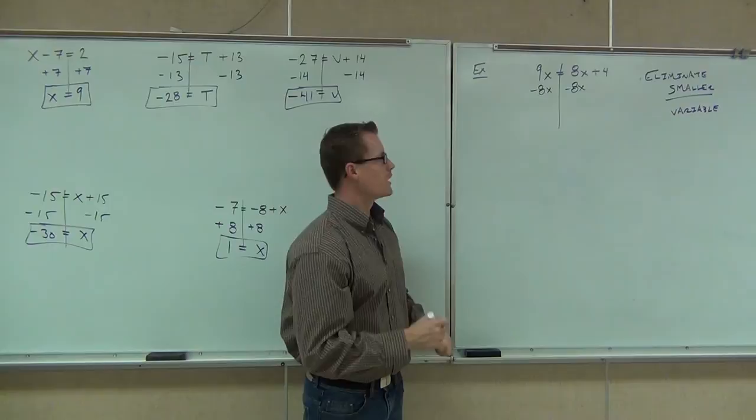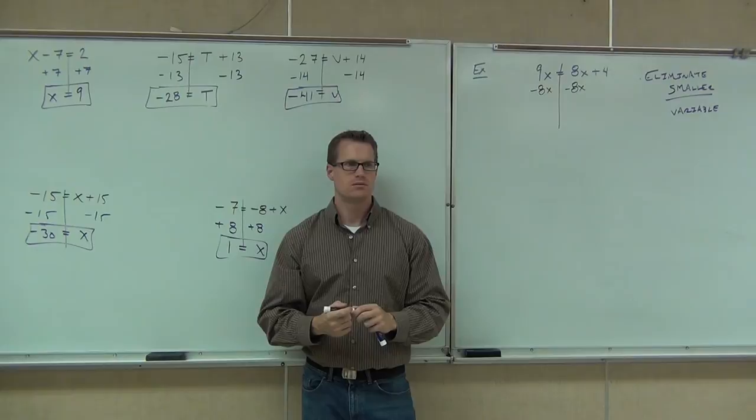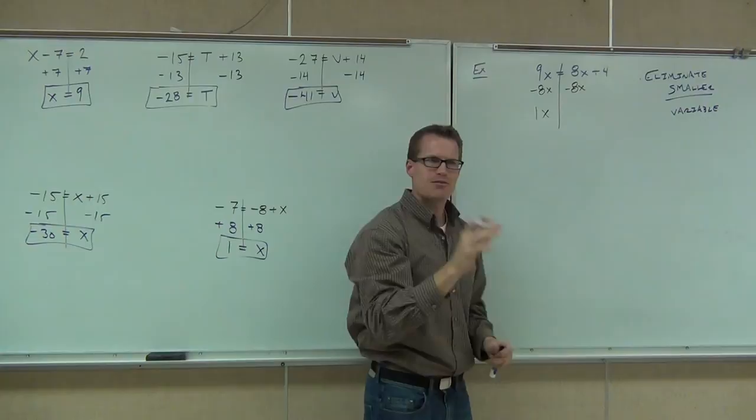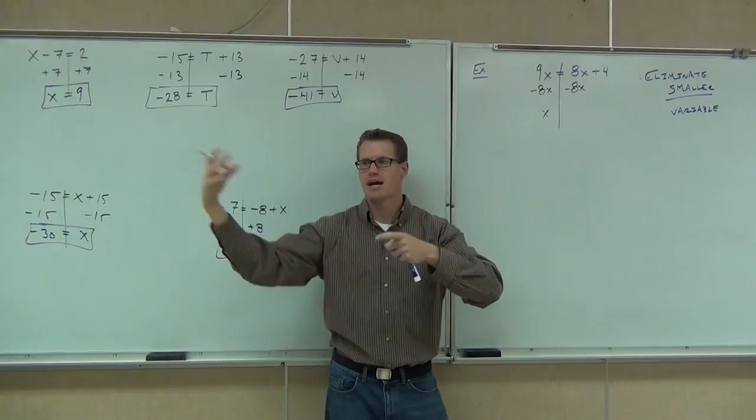If you have 9x's and you take away 8 x's, how many x's do you have left? Typically, you can write 1 x, but you're never going to see it like that in a math book, because when you write x, it implies there's only one of them anyway. So 9 x's minus 8 x's gives you 1 x. It's like having 9 apples, you take away 8 apples, you have 1 apple. So we have 1 x.